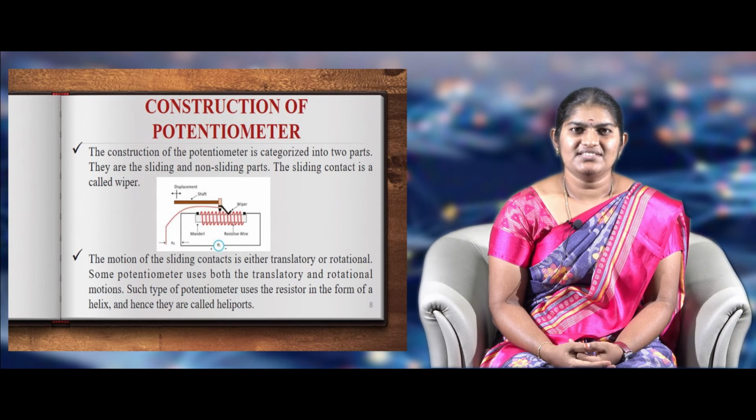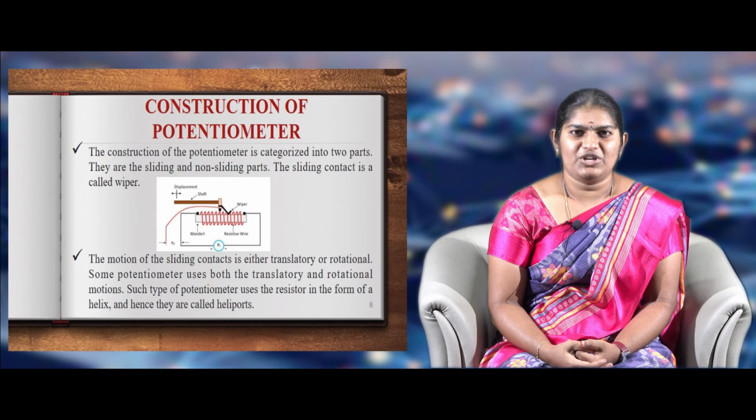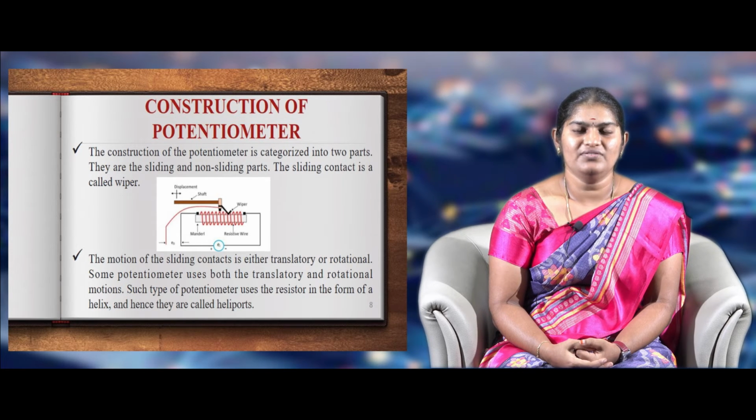Next we are going to discuss the construction of the potentiometer. The construction of a potentiometer is categorized into two parts: the sliding part and the non-sliding part. The sliding part of a potentiometer is called the wiper. The motion of the sliding contact is either translatory motion or rotational. Some types of potentiometer use both translational as well as rotary motion. Such potentiometers use a resistor in the form of a helix.